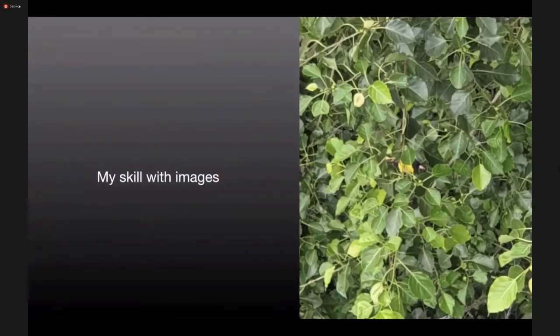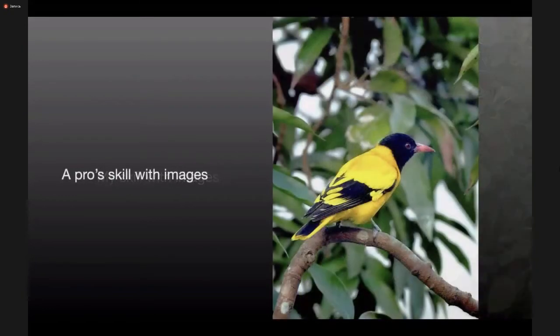Now, as a person who is a bird lover, I've been struggling with images for pretty much my whole life. Okay, so this is how a black hooded yellow oriole looks when I shoot it. And when a photographer friend of mine shoots it, this is how it looks.